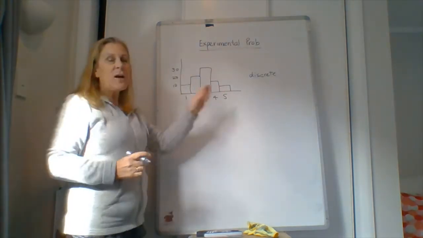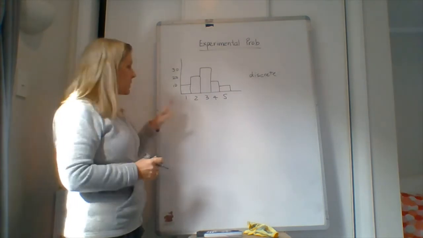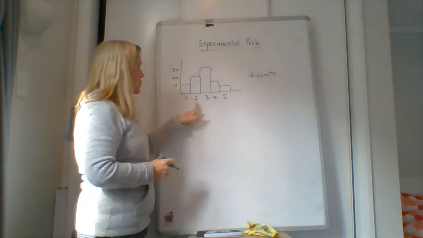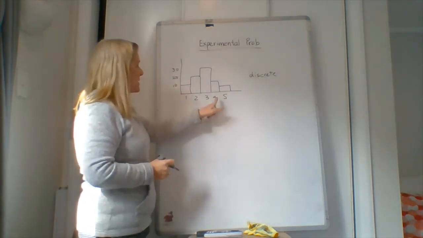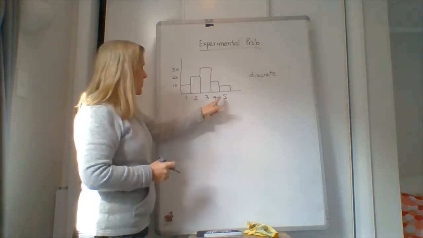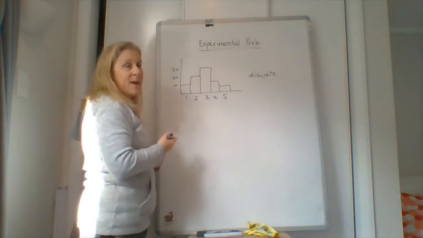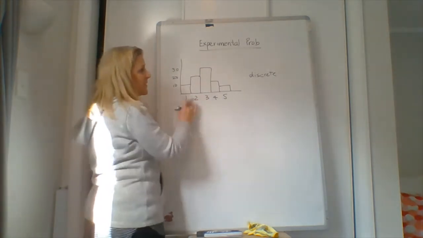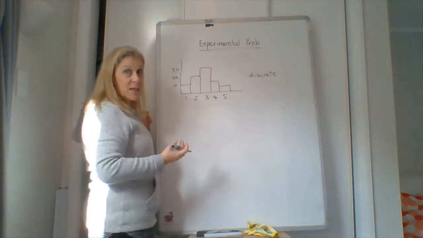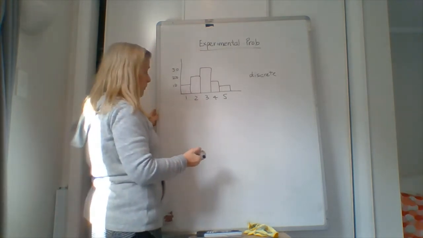If we wanted to find the mean of this, we could go 1 times 10 plus 2 times 20 plus 3 times 30 plus 4 times 13 plus 5 times 7, and then add it up and divide by however many there are. So the mean of this is very easy to find. You've been doing that since you were in year 10.